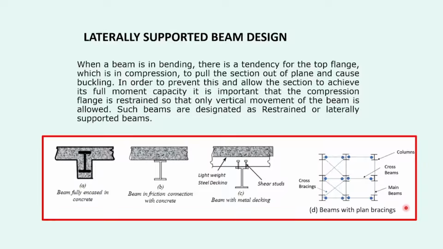And the fourth method, which is the most common method, is the use of plan bracings. The plan bracing is connected near the top flange, and this will restrict the movement of the top flange laterally and prevent lateral torsional buckling.